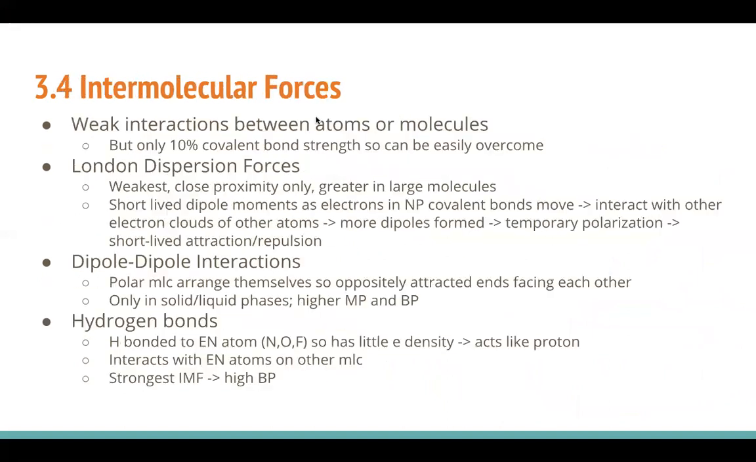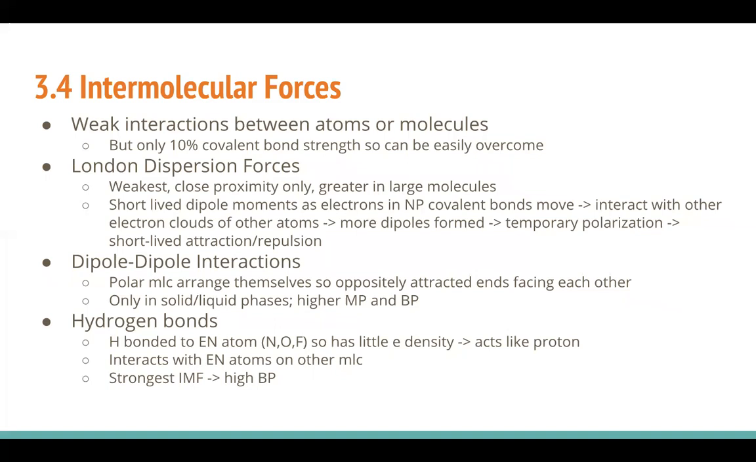So that's basically all you had to know. The last part of this chapter is just intermolecular forces. These are also pretty intuitive, I think. These are just interactions between molecules. Intermolecular means between molecules.